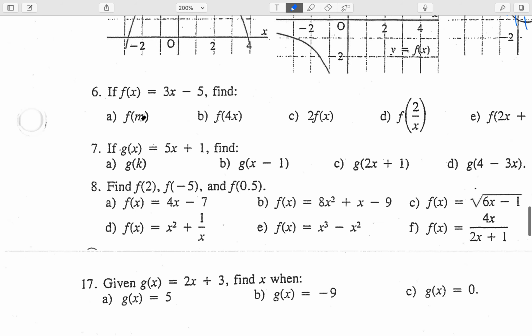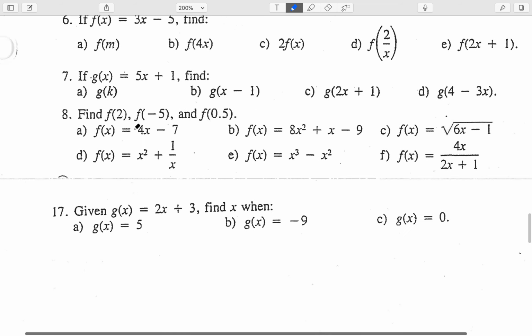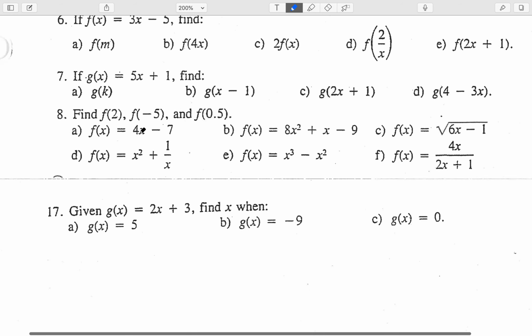So same thing here. Now I'm just plugging in not actual numbers, I'm plugging in m, or I'm plugging in x. So in other words, I'm just going to get something to do with x's, right? Same thing here. These are just going to get gradually a little bit bigger. So I find f of 2. Take 2, plug it in. Take negative 5, plug it in. Take 0.5, plug it in. And then this last one.